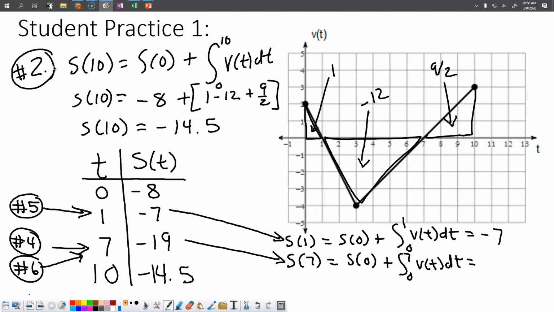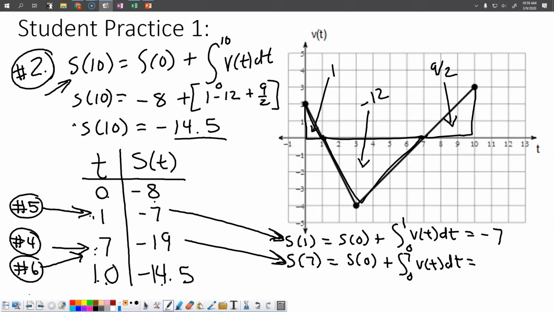So for 2, here's how you would calculate the position, and you should have ended up with negative 14.5. For numbers 4, 5, and 6, you do the candidates test. My candidates are 0 and 10 for the starting and end point. My critical values are 1 and 7, where it touches the x-axis, and we already have the value for 0 was negative 8. We already have the value for 10 was 14.5 from up here. We just have to figure out these two now, and those I've shown my work for over here.